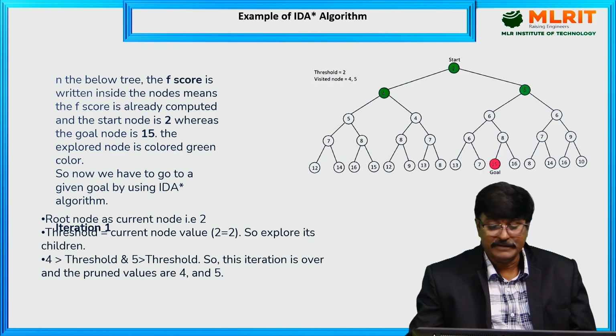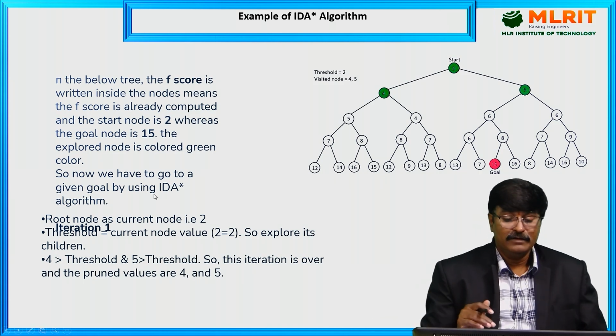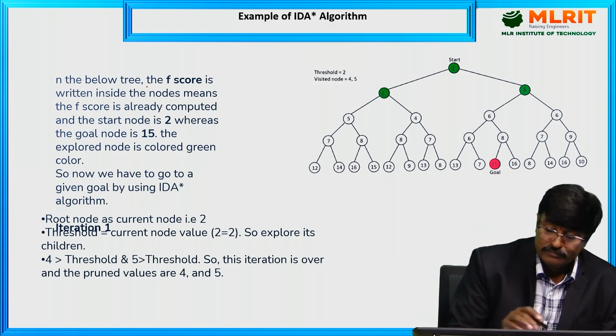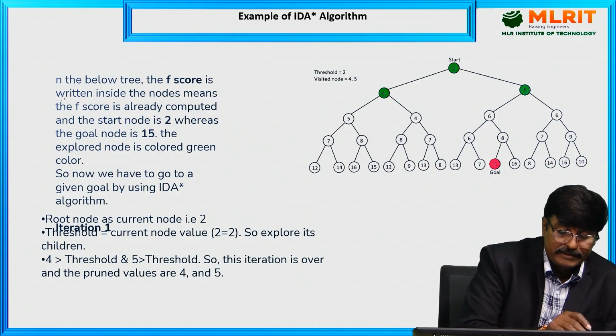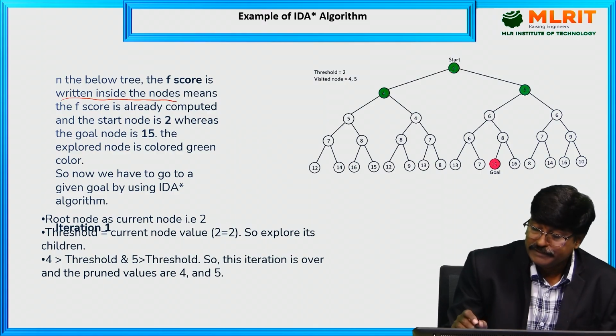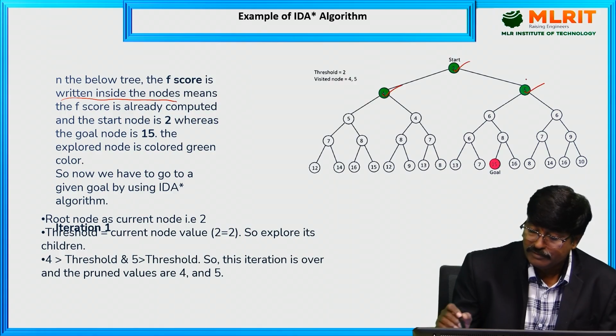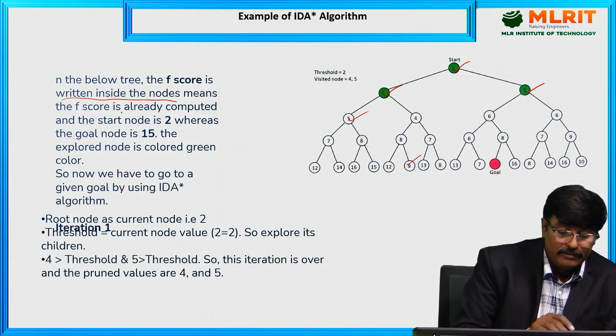This is one example it is showing here, the IDA* algorithm. Below, there are a number of trees. The F score is written inside the nodes. Every node has an F score, and the F scores are already computed. The start node is 2, whereas the goal node is 15.